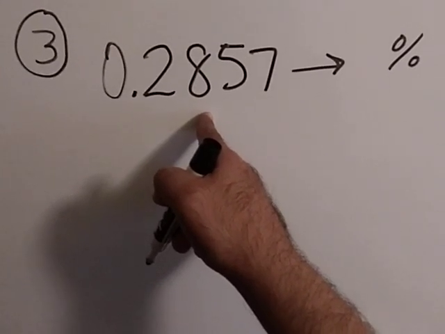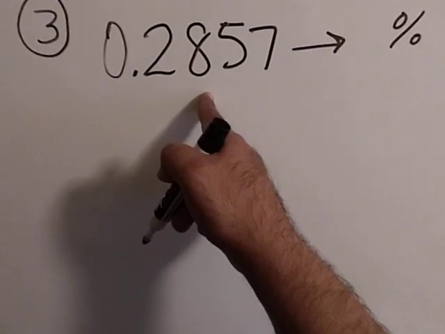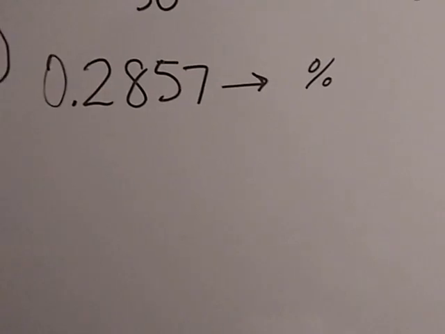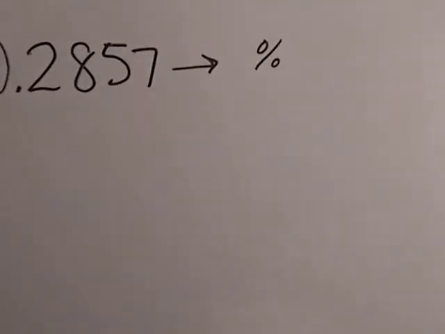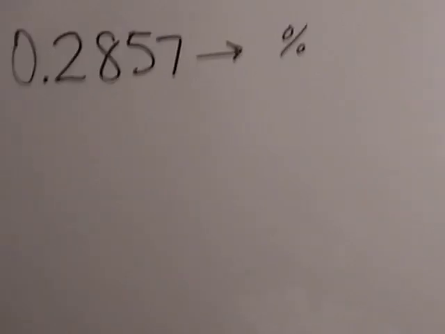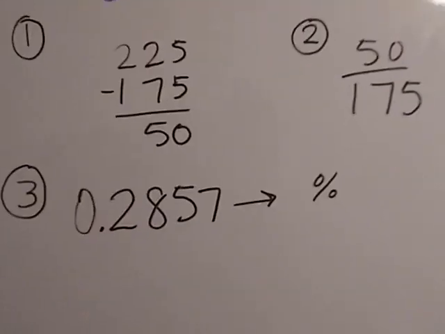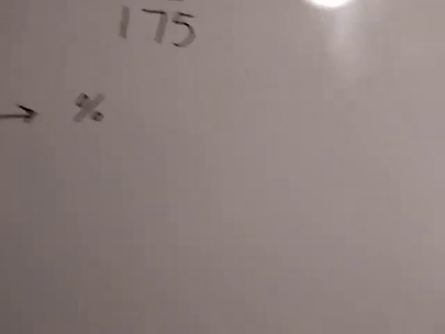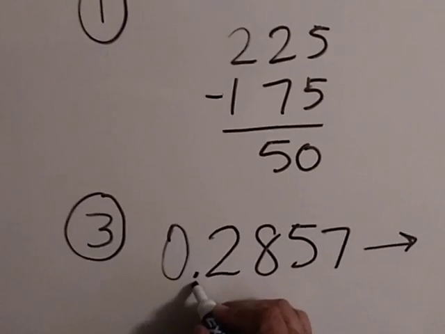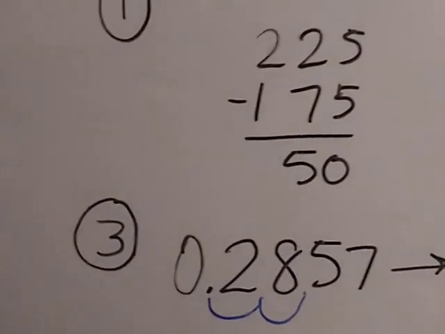And the question asked to find the percent increase to the nearest whole. So what we need to do is, okay, let me see here, where's my marker? Okay, so we move this decimal point twice. So 1, 2.